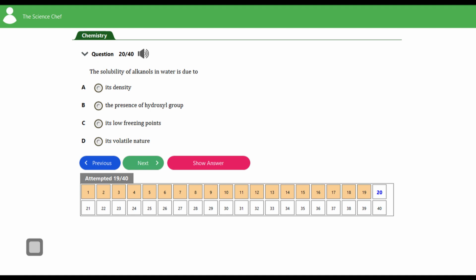The solubility of alkanols in water is due to A, its density, B, the presence of hydroxyl groups, C, its low freezing point, D, its volatile nature.